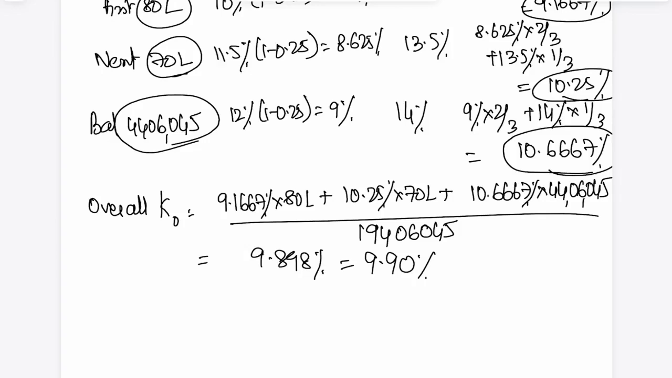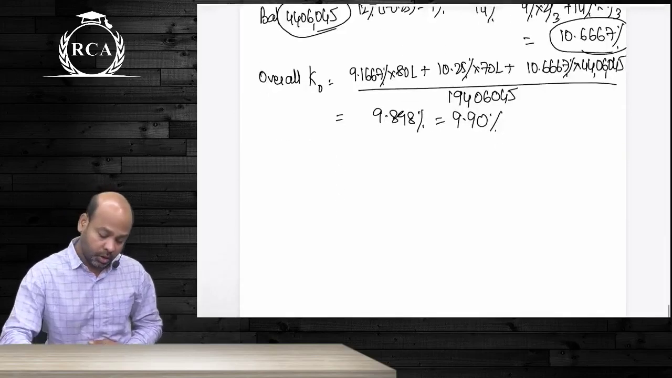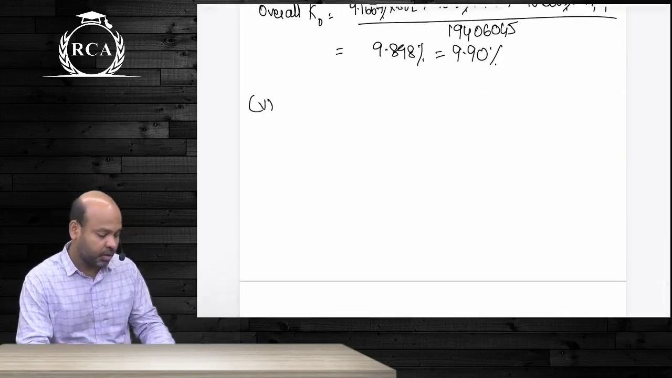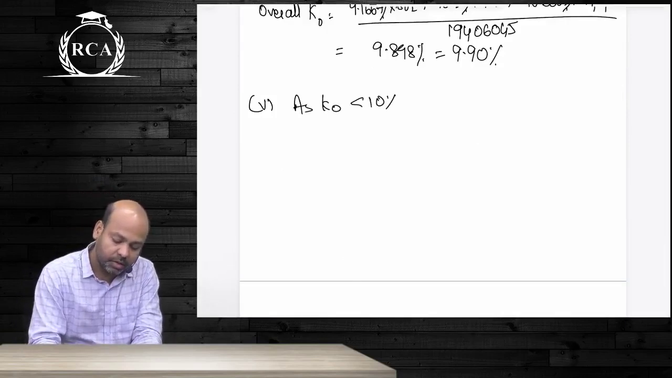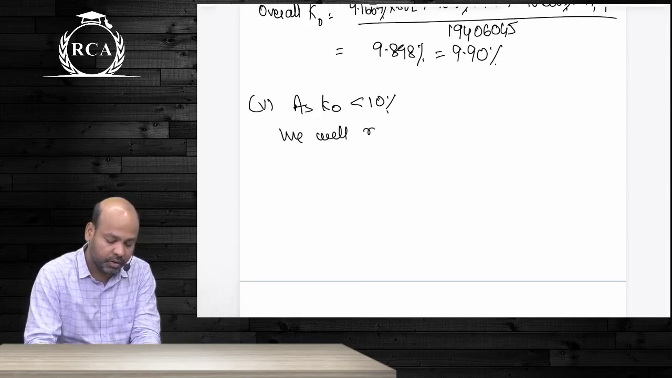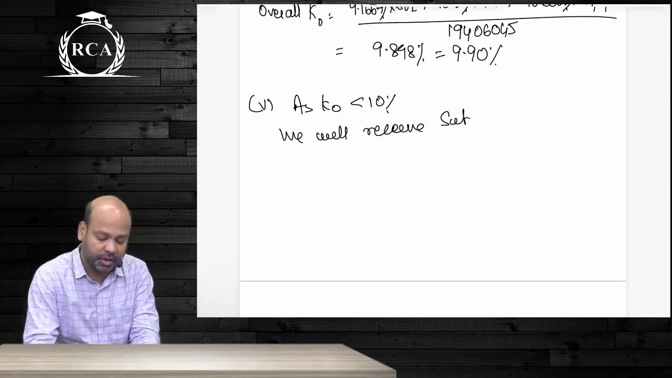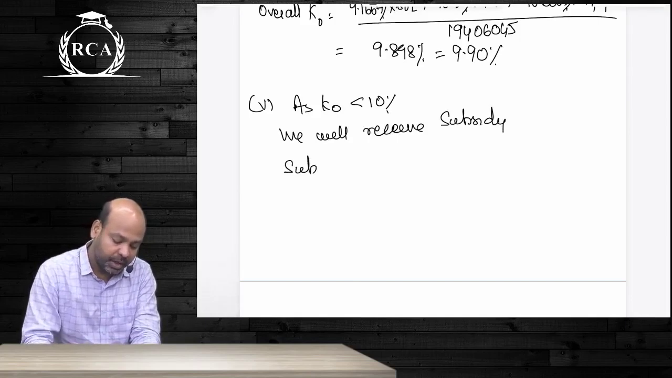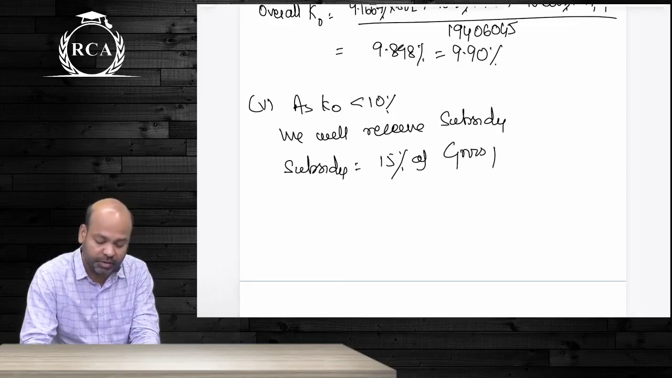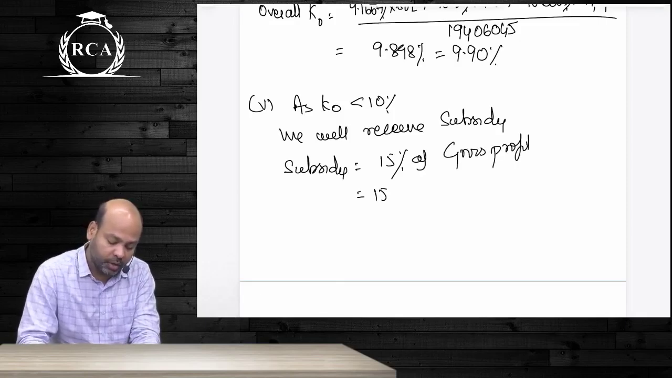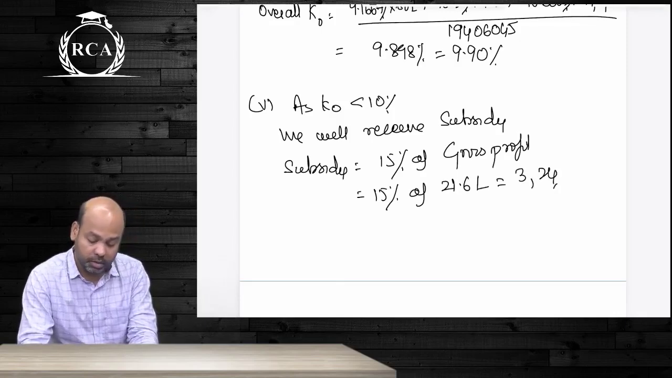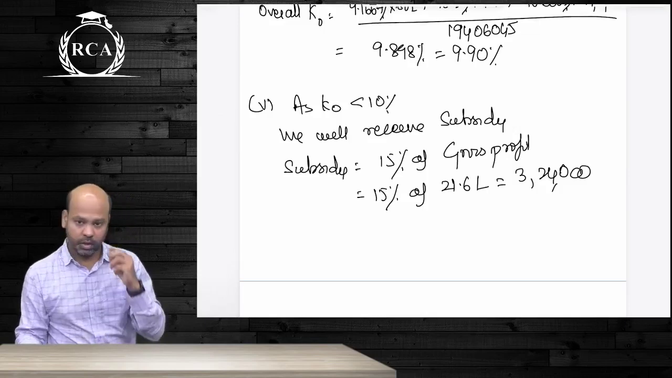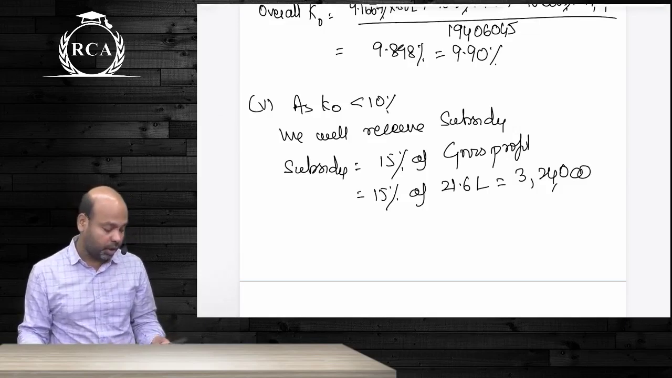Yes, beta, have you all done? Last bit का आंसर क्या लिखोगे, guys? As KO is less than 10%, we will receive subsidy. Subsidy beta is equal to 15% of gross profit. Did we all compute gross profit in the first bit? 21.6 lakhs. So the amount of grant beta will be 3 lakhs 24,000.